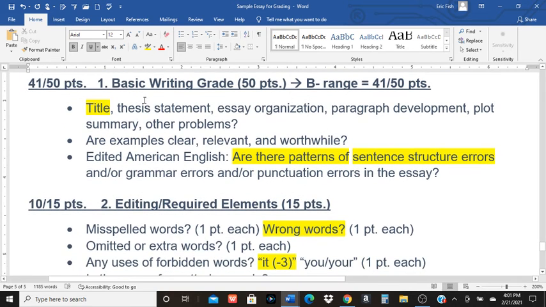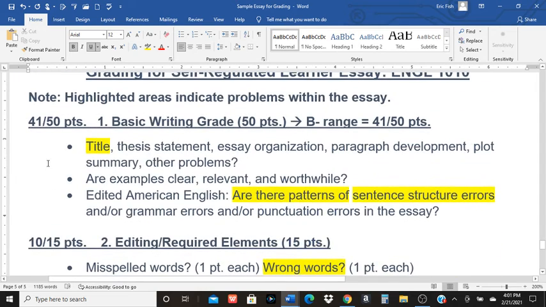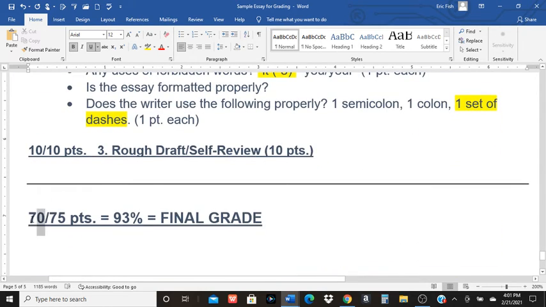Then I add up the 3 grades. You've got the basic writing grade, which is always going to be the largest part of the grade. You've got the editing required elements grade for 15 points, and turning in the rough draft and doing the self-reviews, 10 points. We'll assume he's done that. So we add all those up. We get 61 out of 75, which is an 81%.